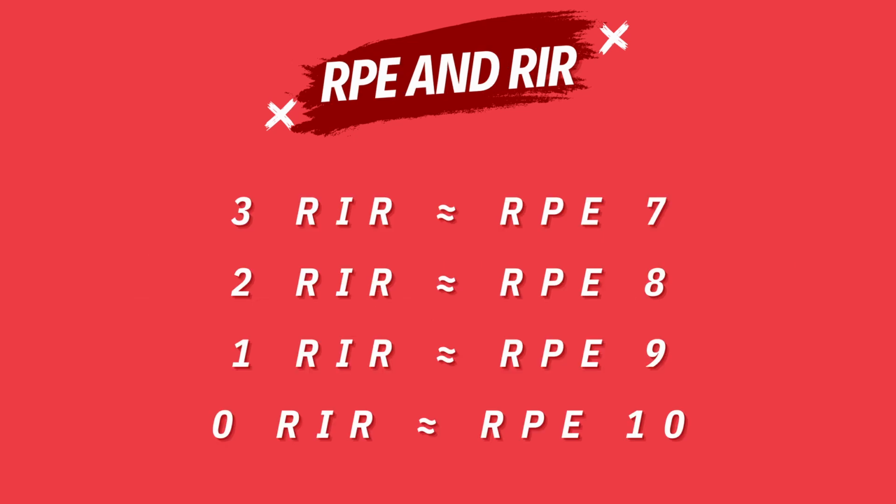Here's a simple way to link them. 3 RIR is roughly RPE of 7. 2 RIR is roughly RPE 8. 1 RIR is roughly RPE 9. 0 RIR is roughly RPE of 10. So if I finish a set of squats and I think, man, I probably had 2 more good reps, that's 2 reps in reserve, or 2 RIR, which is roughly RPE of 8.